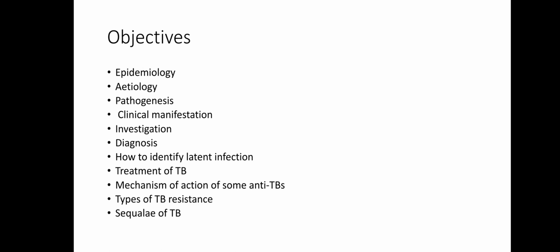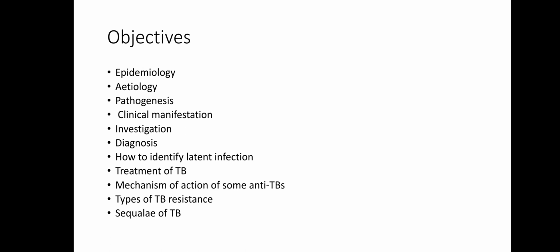We'll talk about the epidemiology, which is how it's spread among the population, the cause, the pathogenesis, some of the signs and symptoms, the investigations that we'll conduct to find out if we have TB, the clinical and the bacteriological criteria for the diagnosis, and how to identify latent infection. I'll talk about what latent infection is versus active infection.